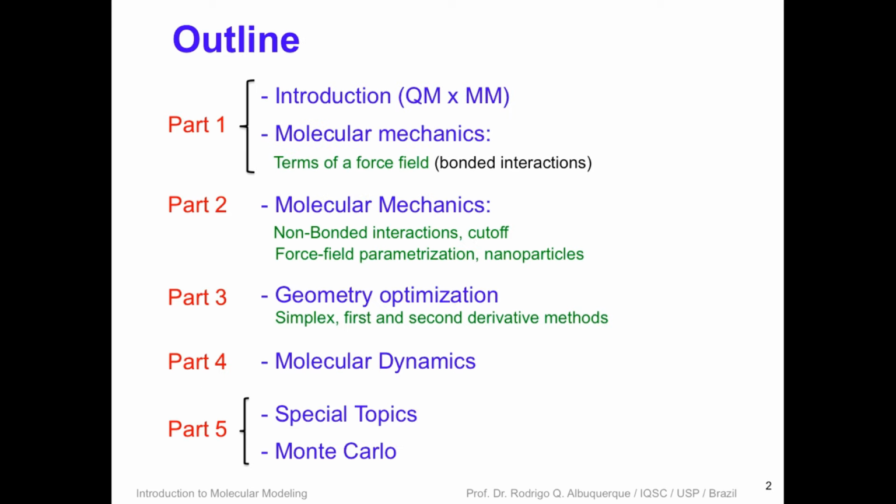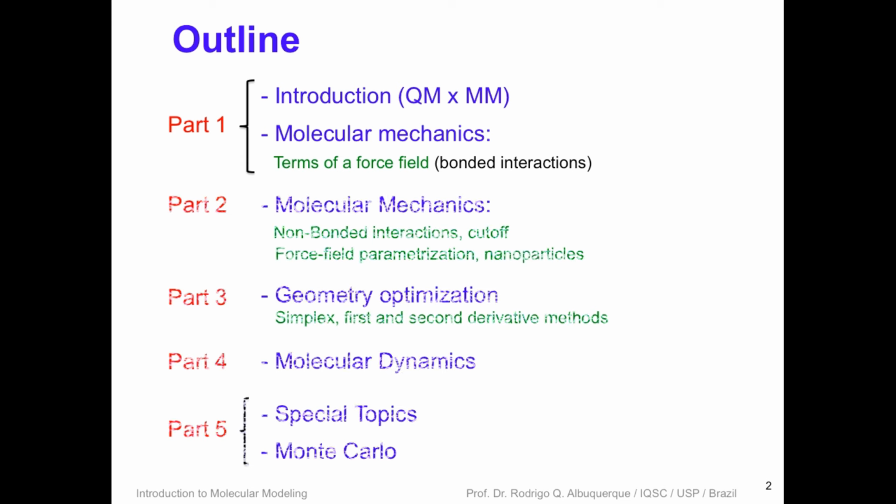This course is divided into 5 parts. In 2 of them, I will discuss the terms of molecular mechanics. In Part 3, I will discuss geometry optimization. In Part 4, I will talk about molecular dynamics. In Part 5, I will show some special topics and also very briefly discuss Monte Carlo.